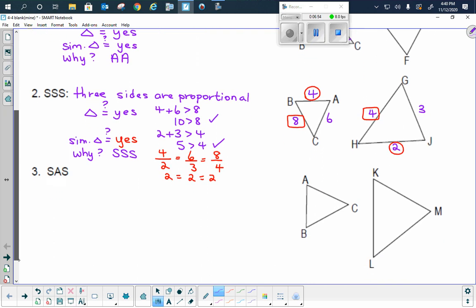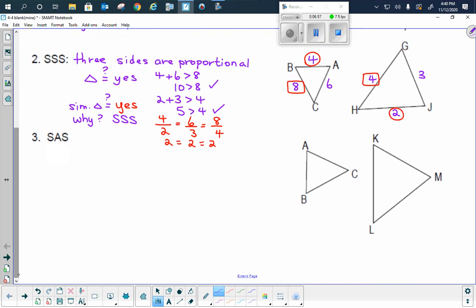All right, now that we've done a couple, you probably know what 3 stands for. SAS would stand for side angle side. Let's do our definition for that one first. We will say 2 sides are proportional.